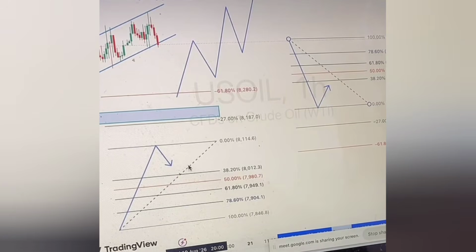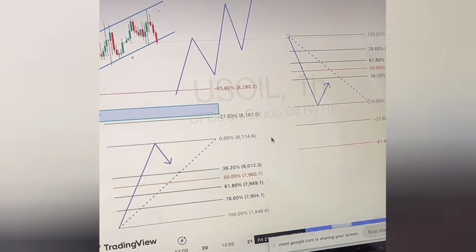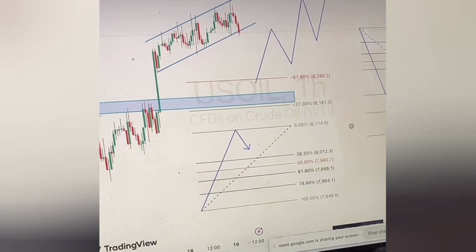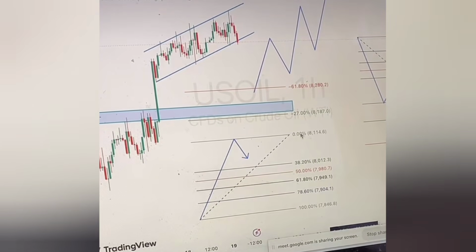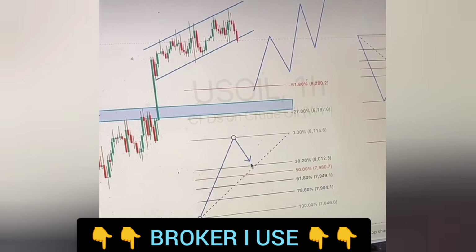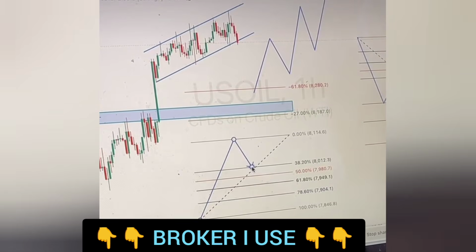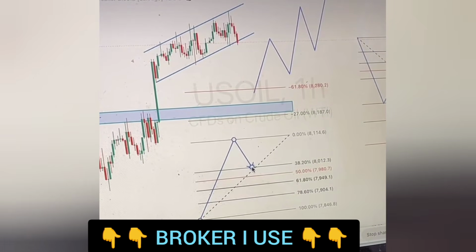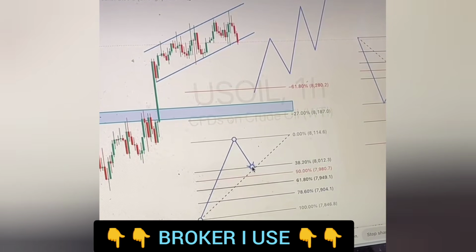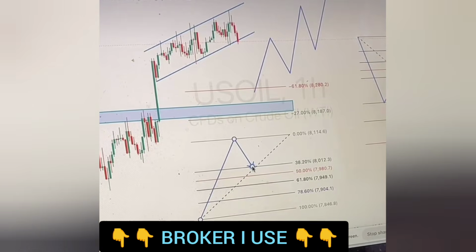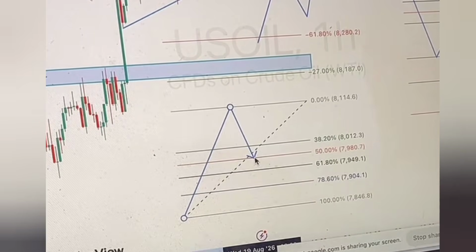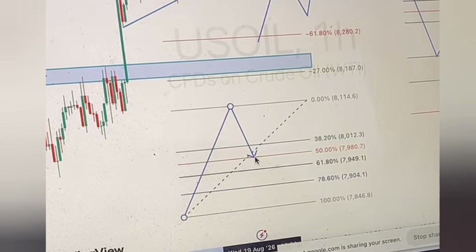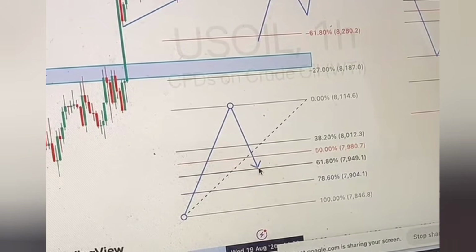So what are you doing here now? What are you saying? You are saying that once the price pulls back into this 38%, you want to buy. You want to look for a buy. Because that 38% is what? It's a support. If it comes to 50%, you want to buy, because 50% is a what? It's a support. If it comes to 61, you want to buy.